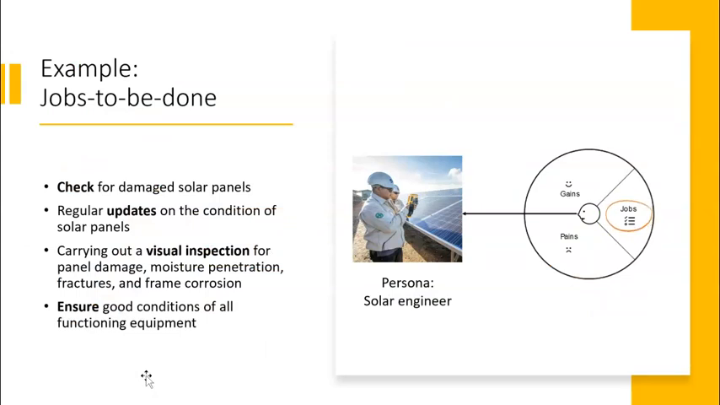Jobs to be done by a solar engineer. First, they have to check for damaged solar panels. They have to do regular updates on the condition of solar panels. They have to carry out a visual inspection for panel damage, moisture penetration, fractures, and frame corrosion. And they have to ensure good conditions of all the functioning equipment.